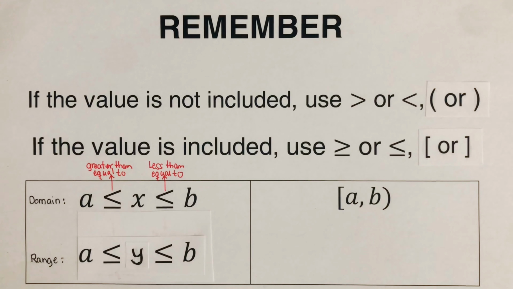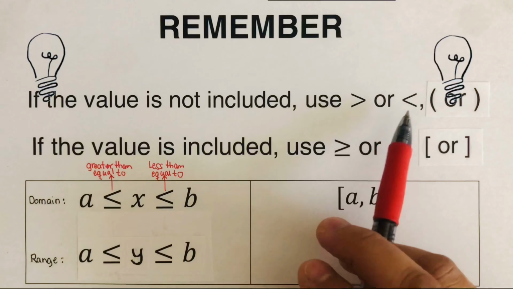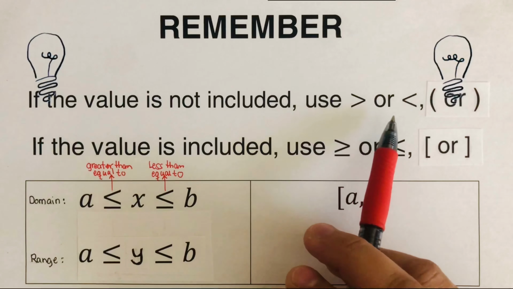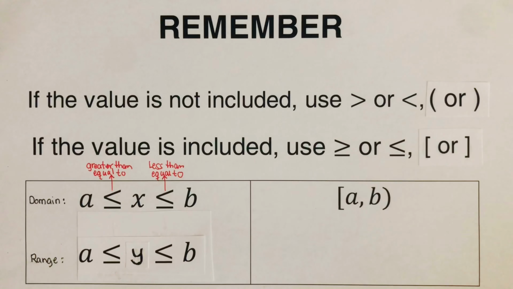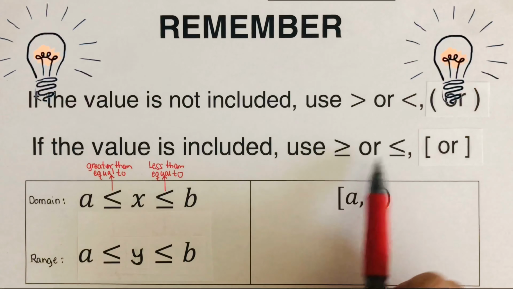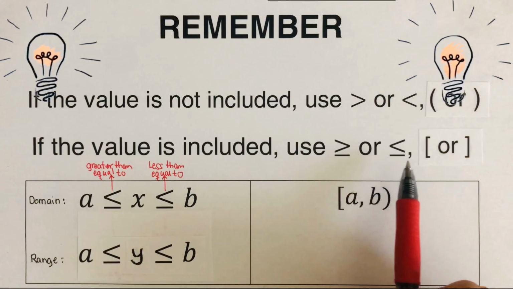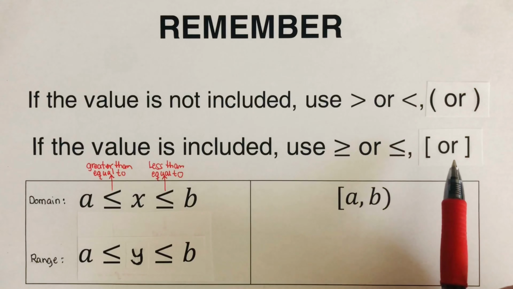We remember that in writing the domain and range of a given graph, if the value is not included, we're going to use an inequality notation with no bar underneath, or we are going to use a parenthesis if we want it in interval notation. If the values are included, then we use a greater than or less than with a bar underneath, and we use a bracket if we want it in interval notation.